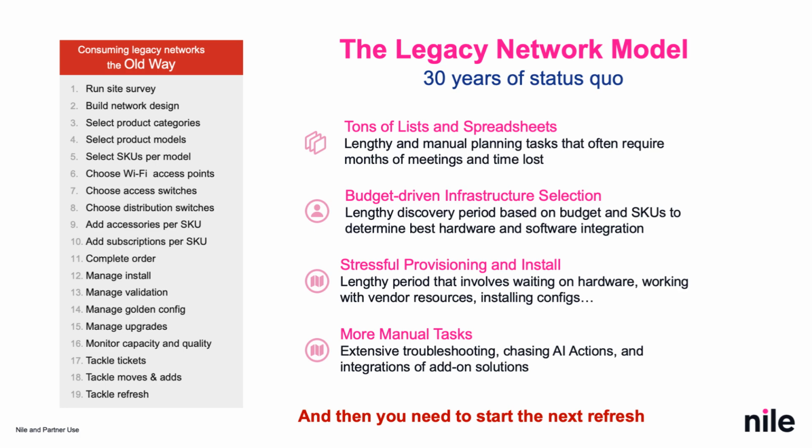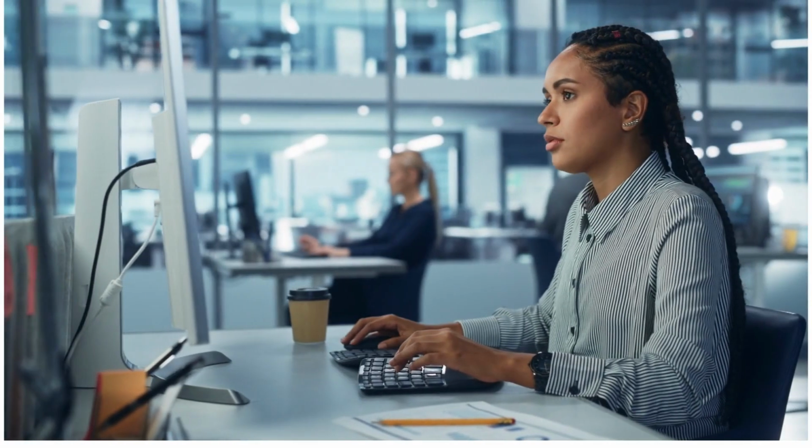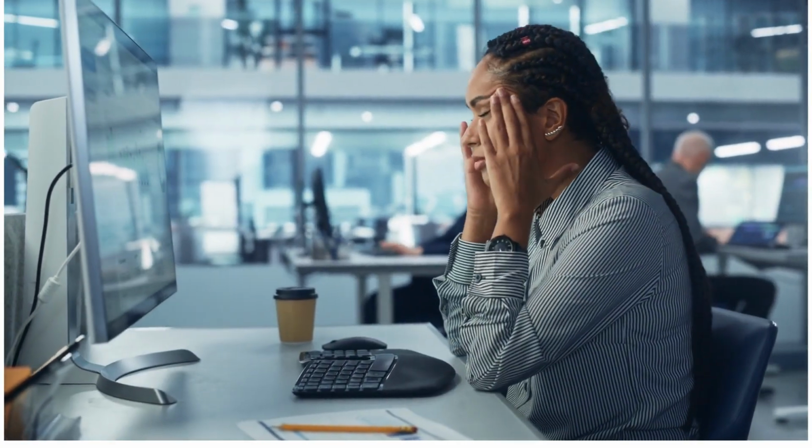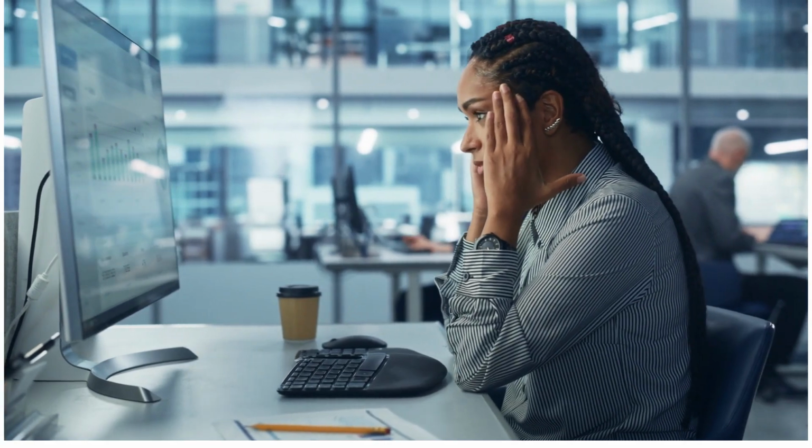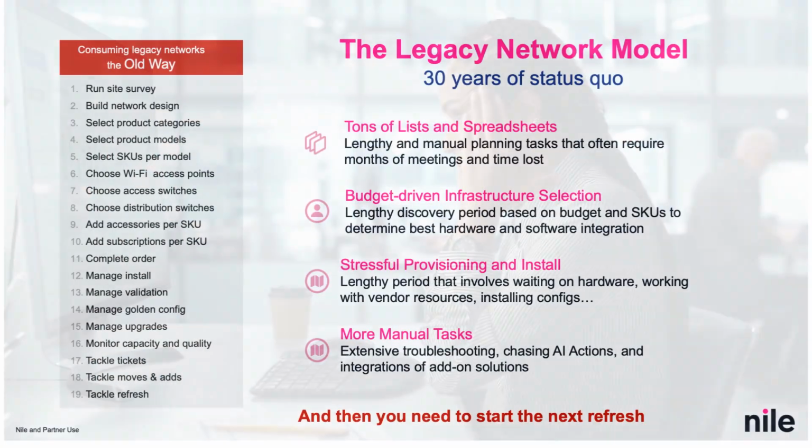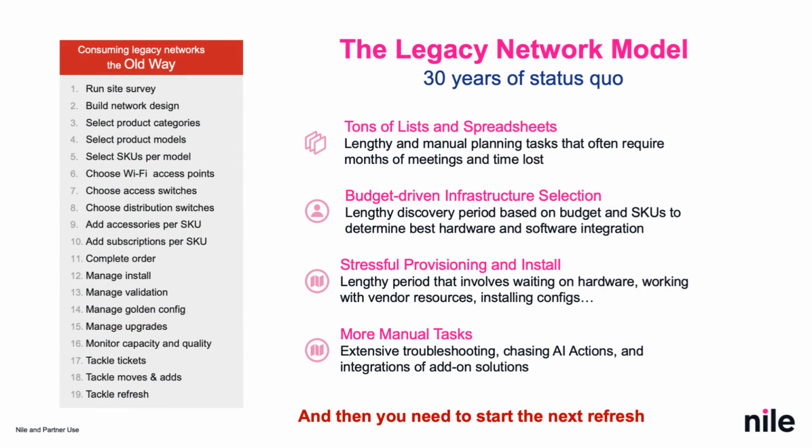Traditional network deployments are complex, fragmented, and error-prone. Let's break this down into two major challenges. Product selection. IT teams must sift through dozens of SKUs, selecting product categories, models, and accessories for every component: Wi-Fi access points, switches, distribution layers, and more. This process is time-consuming and prone to errors, with compatibility and capacity planning adding further complexity.